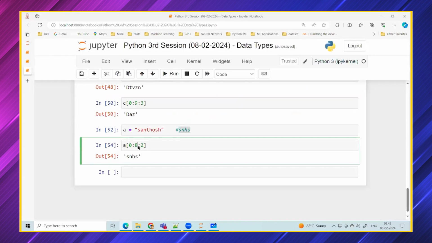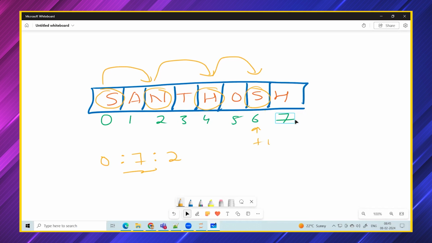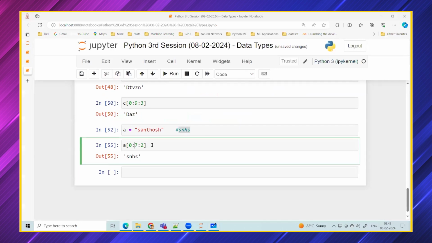So if I put 7 also, this is correct. But the reason why you're putting 8 is that you don't have any element here, so you're considering this to be the end. So plus 1 if you do also, it's fine. In this case, you write 7 or you write 8. That's not a problem for me. But what is really important for me is trying to jump by 2 characters. Are we good?